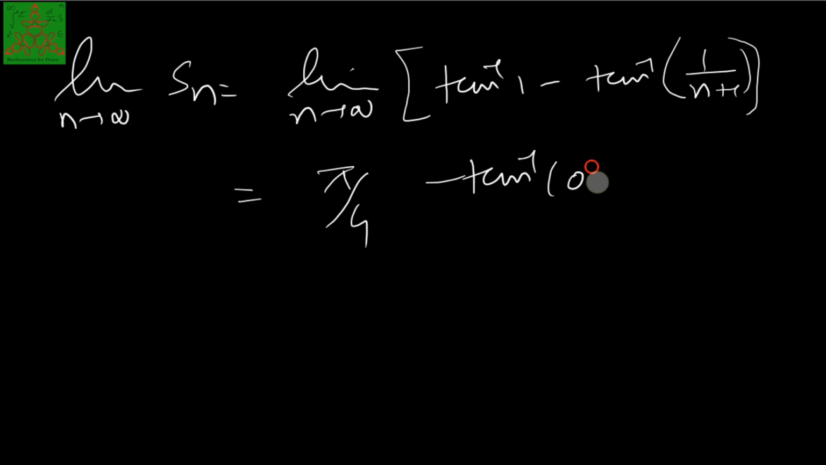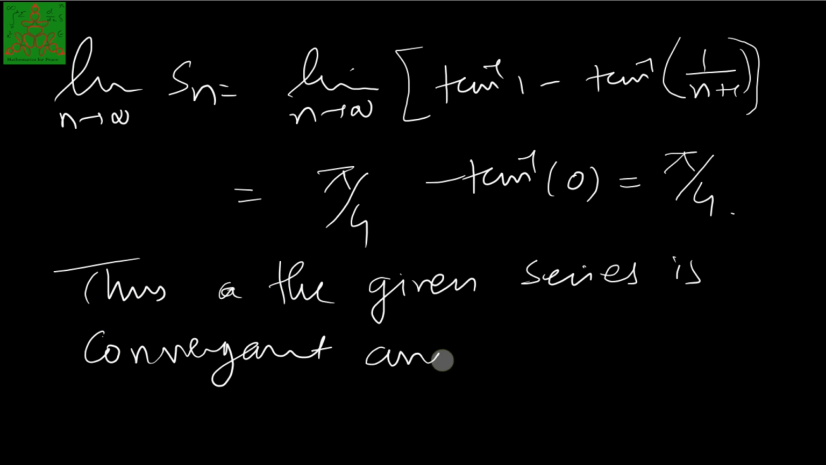This is because tan inverse is a continuous function, and 1 upon n plus 1 as n tends to infinity tends to 0, and tan inverse of 0 we know is 0, so the answer is pi by 4. Hence it is a finite quantity and it is unique. So thus we can say the given series is convergent and the sum of that series is pi by 4.